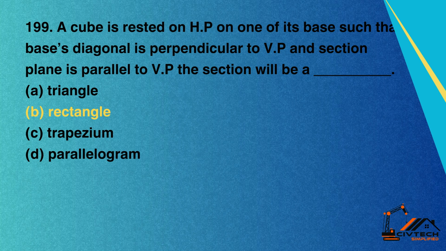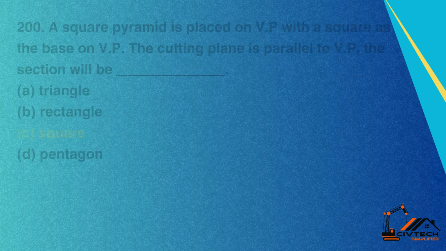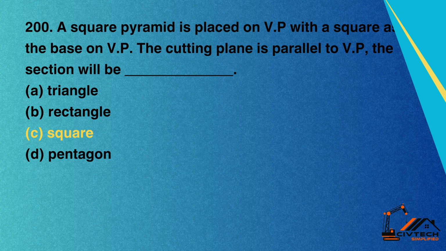199. A cube is rested on HP on one of its bases, such that base's diagonal is perpendicular to VP and section plane is parallel to VP. The section will be? A. Triangle. B. Rectangle. C. Trapezium. D. Parallelogram. Correct option: B. Rectangle.